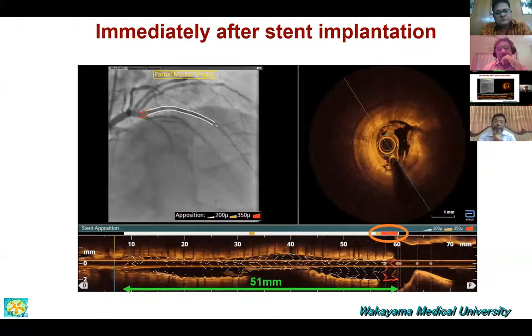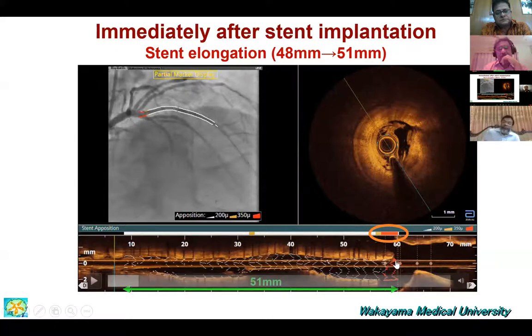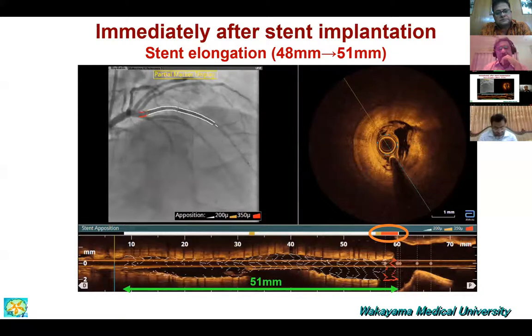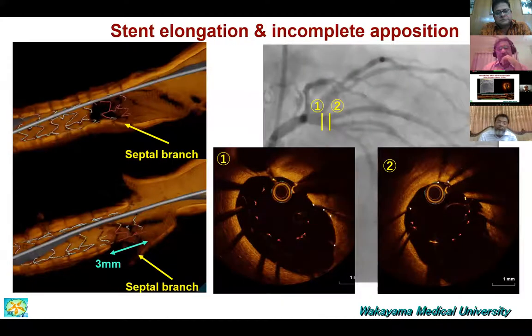Therefore, we try to measure the stent length, right? And here, 51 millimeter. What's happened, right? A stent elongation because of the post dilatation. That makes the incomplete apposition in the proximal site. By angio, we cannot identify this incomplete apposition, but imaging gives you the real condition, right? And then we have to focus on the under expansion in the distal site because under expansion is the most frequent cause of stent thrombosis and restenosis, right?